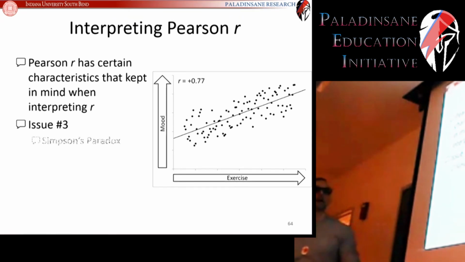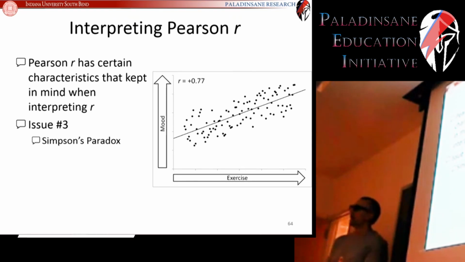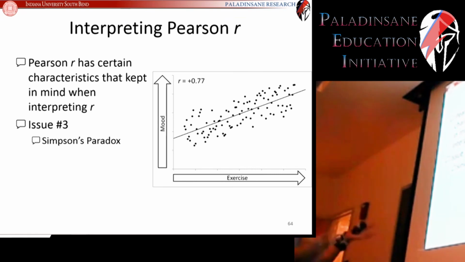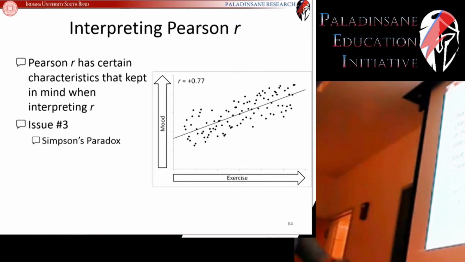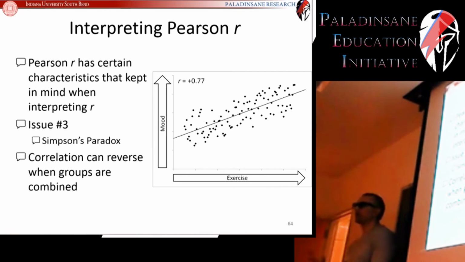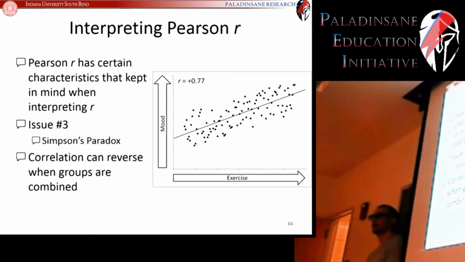And this kind of ties back into Homer Simpson at the beginning. It's actually known as the Simpson's paradox. Not named after Homer Simpson, but named after another Simpson. And this is when correlations can actually reverse when groups are combined.